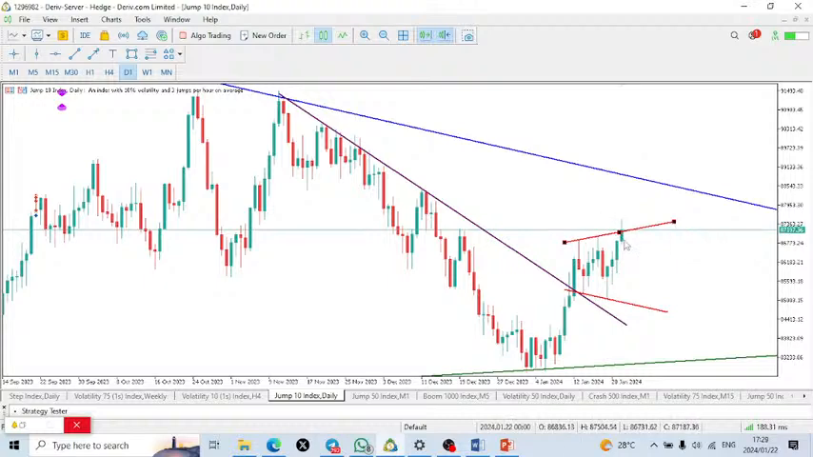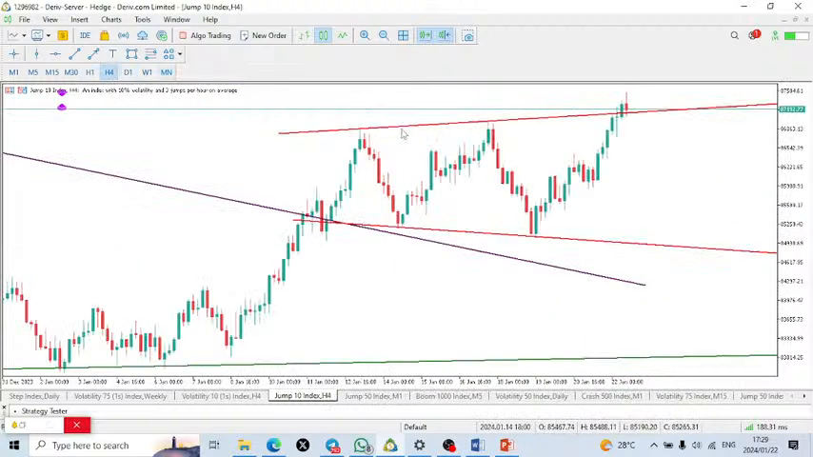Is it confound? Yes, it's confound within these boundaries. We can see here, this is not a flag pattern, it's just a wedge pattern. Price was moving within these boundaries, came down, and now what we can see is that price was able to break from this wedge pattern. It's just a wedge pattern.